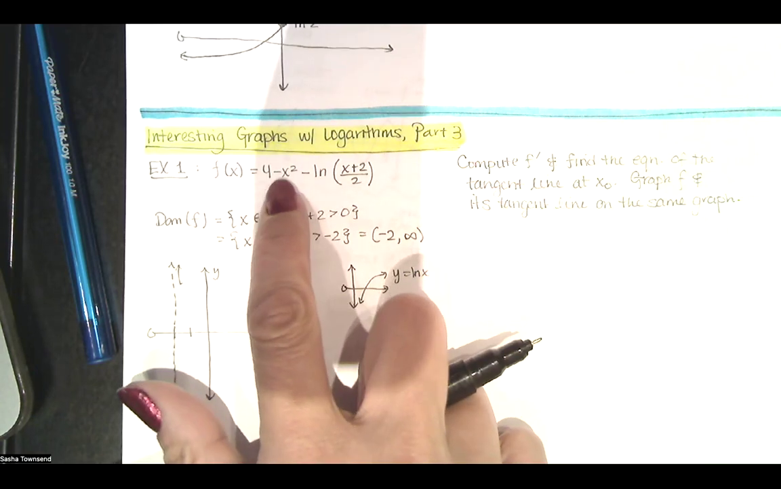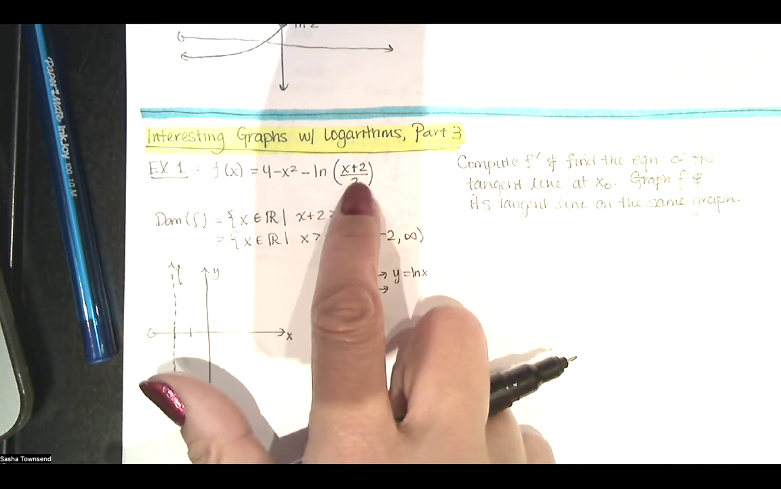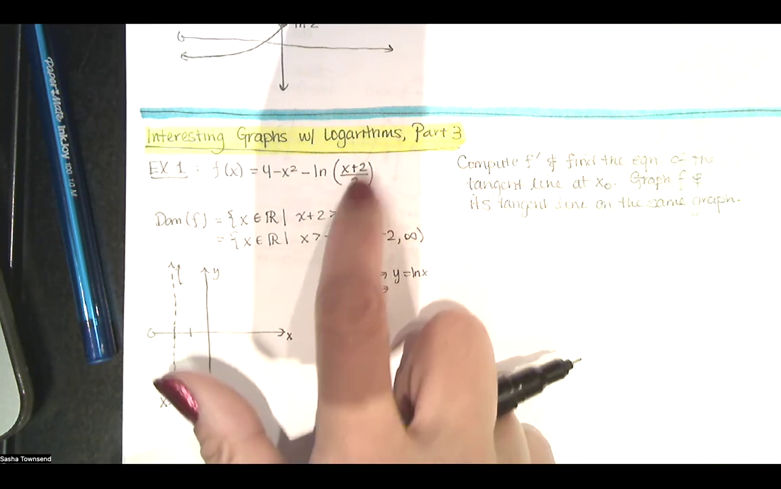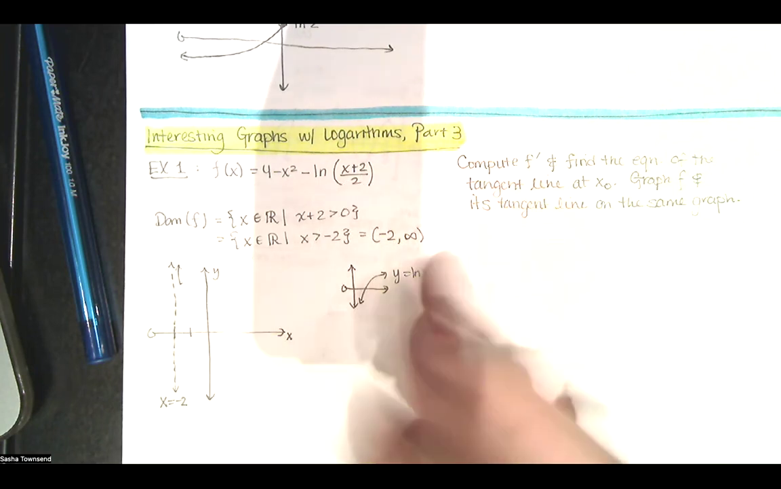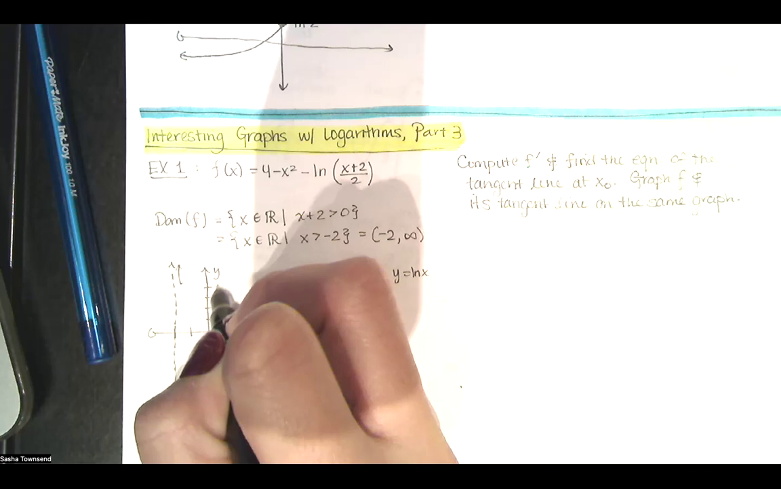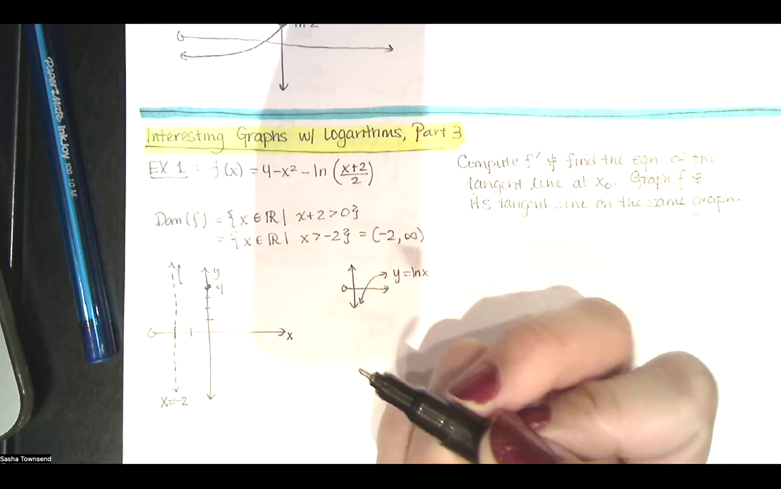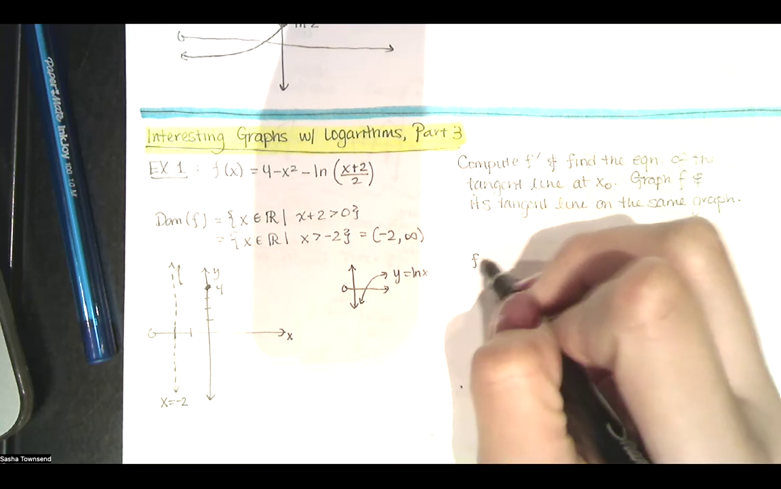And if we substitute 0 for x, we get 4 minus natural log of 1, because 2 divided by 2 is 1. Natural log of 1 is 0, because e to the 0 is 1. So we should get 4 when x equals 0. Okay. Now let's compute the derivative and see what happens.